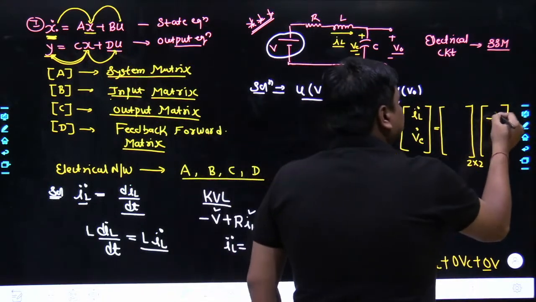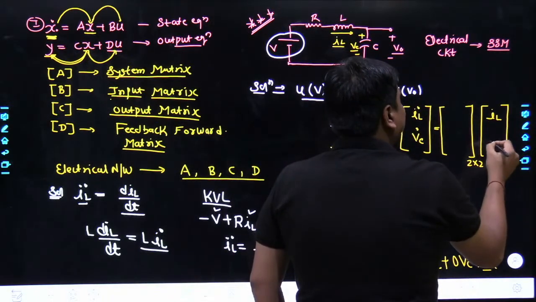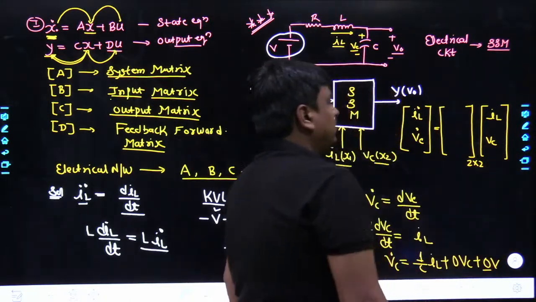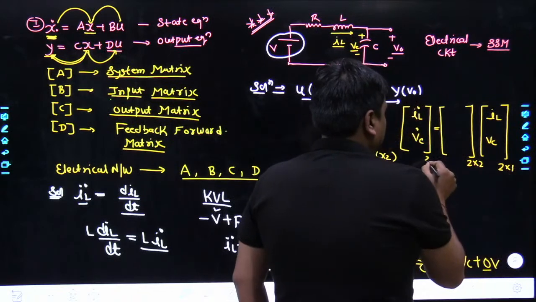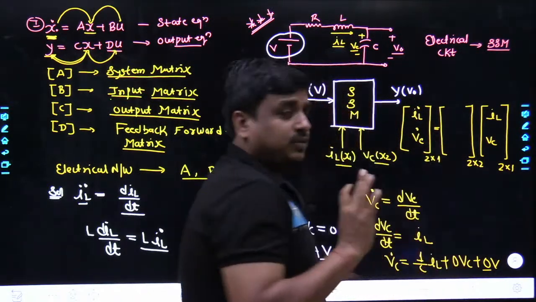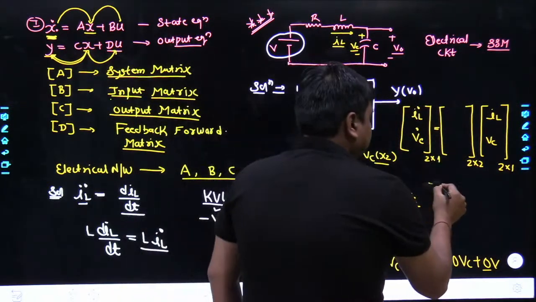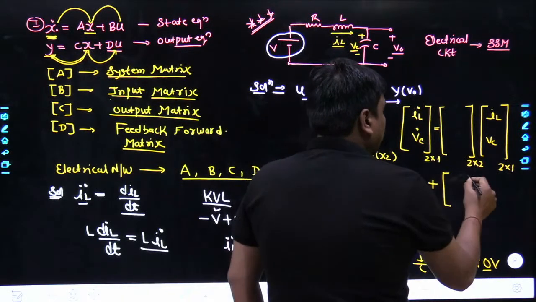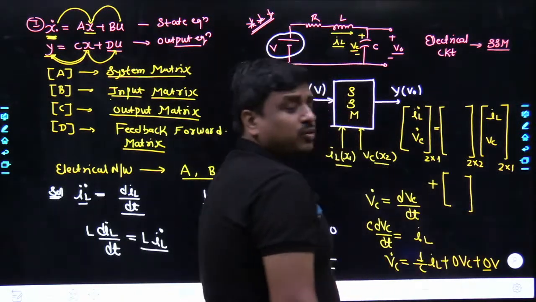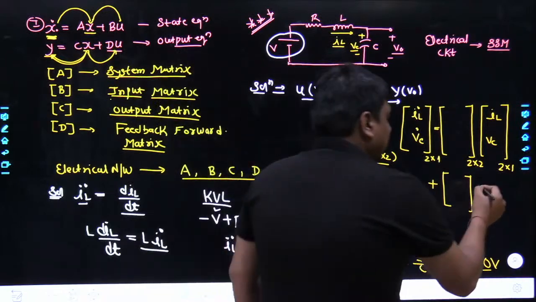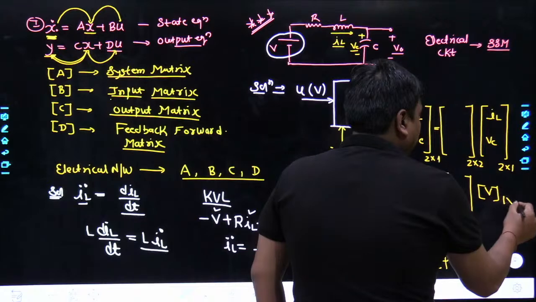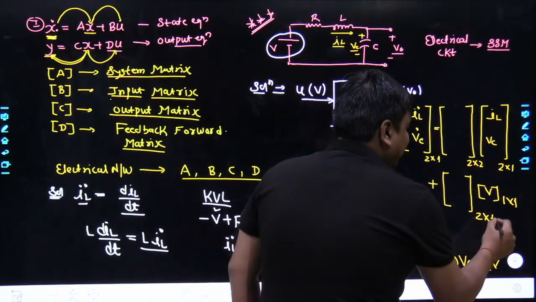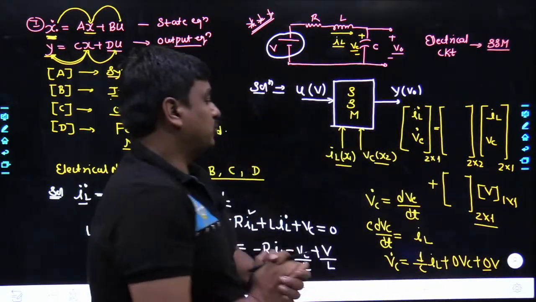May I know what is x1? The x1 is simply IL, and similarly what's x2? X2 is nothing but simply VC. It would have the order of 2 cross 1. And now it would get added with again a 2 cross 1 matrix, and from where would that 2 cross 1 matrix come? See, I have got only one input, and that is nothing but V, which is in order of 1 cross 1. So by default it has to be of order 2 cross 1.